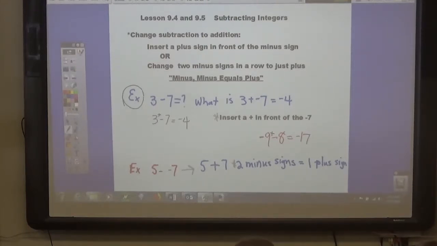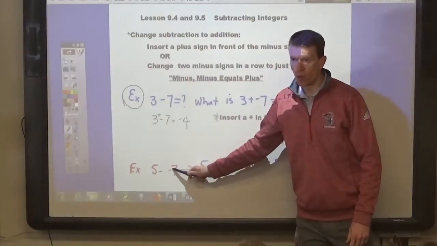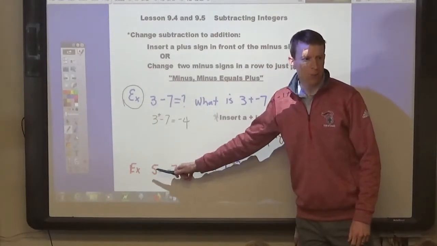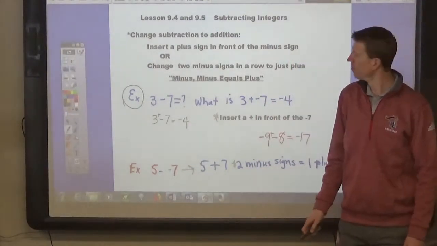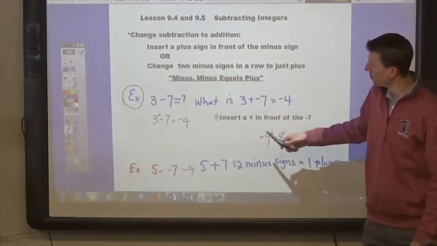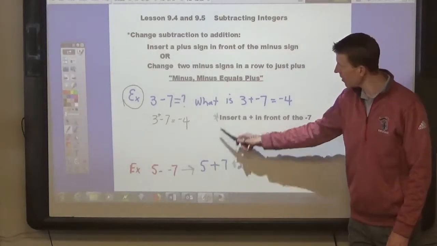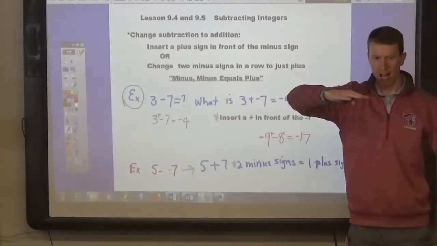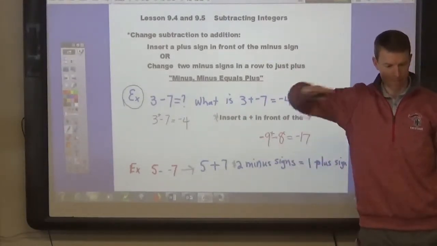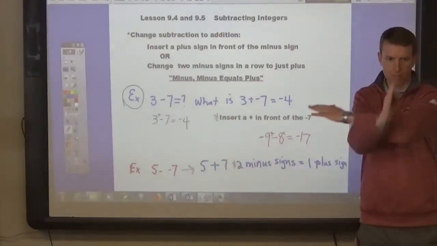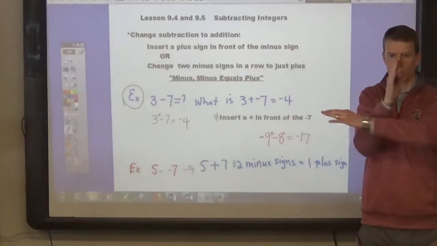All right. Then the other situation is when you have two minus signs in a row. If you have two minus signs in a row, they cancel each other out. So in that case, you just change it to a plus sign. All right, I like to explain it this way. Minus minus equals plus. Try it. Minus minus equals plus.